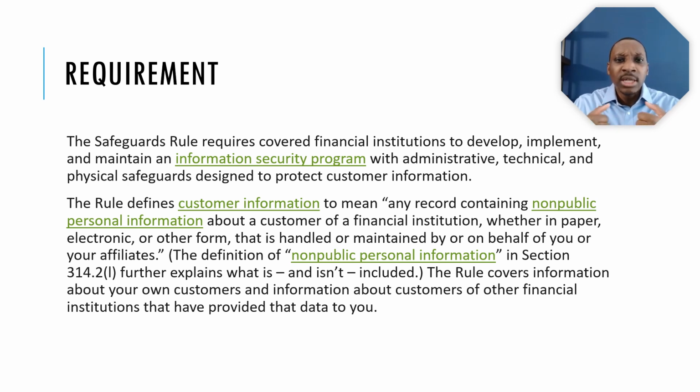The rule covers information about your own customers and information about customers of other financial institutions that have provided that data to you. For example, imagine that you're an outsourced financial institution like a tax professional, a bookkeeper, etc., that has one customer that's a large financial institution. Now, if that large financial institution has 100 customers, the rule asserts that you now have 101 customers. So why is that? It's really about access. If you have access to non-public personal information, sensitive information of a customer or consumer, you still need to protect that data.